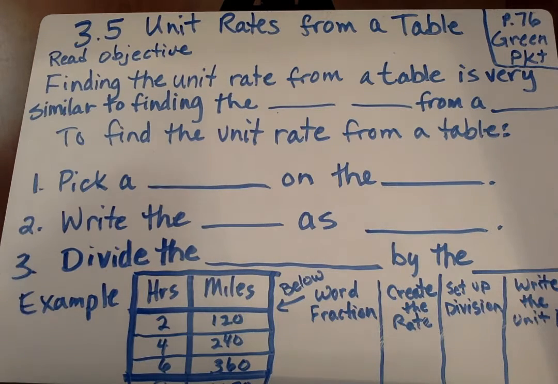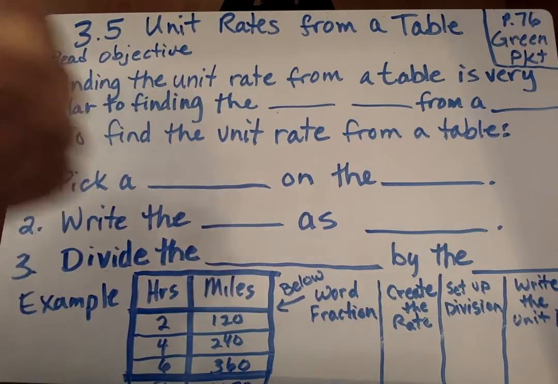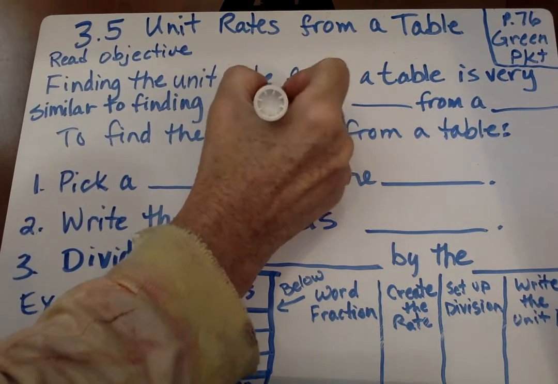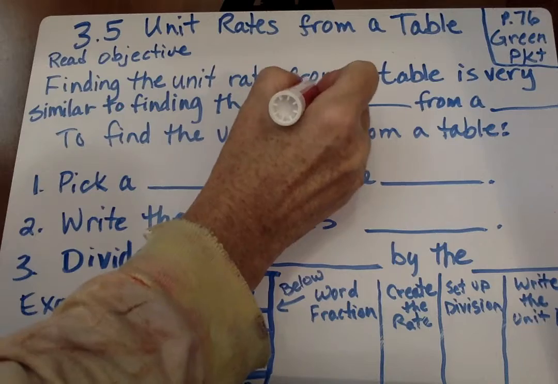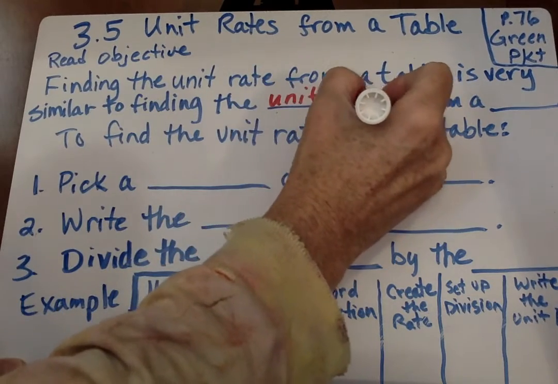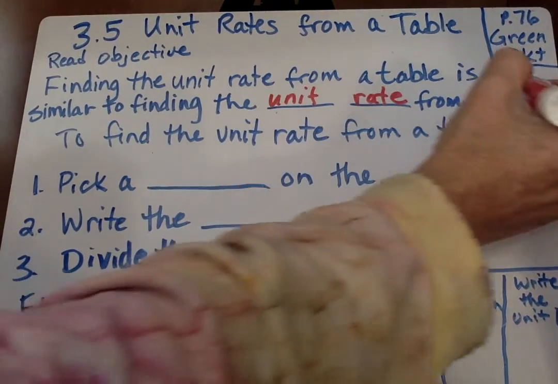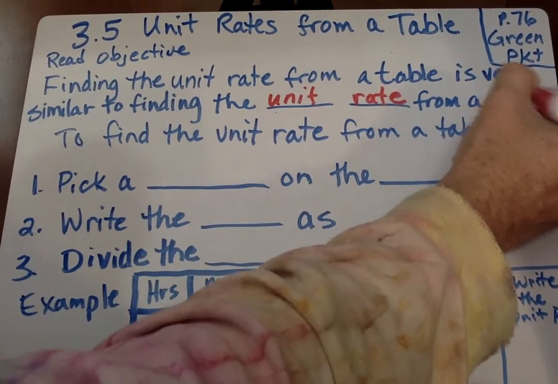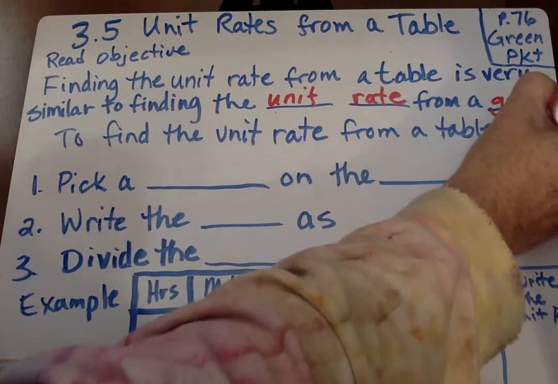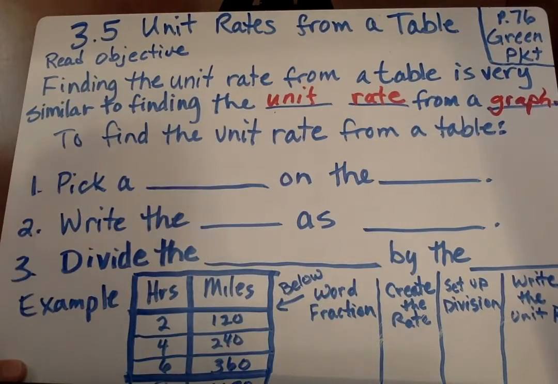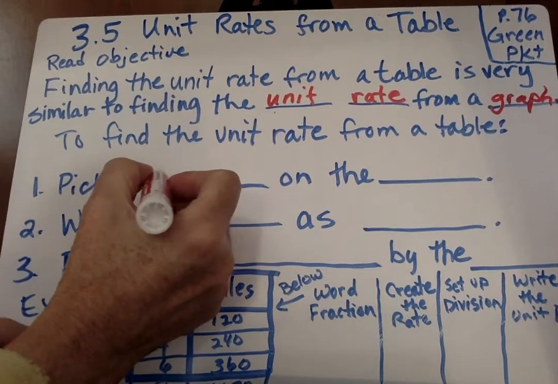Finding the unit rate from a table is very similar to finding the unit rate from a graph. Okay, make sure you're writing this in on your packet. Okay, and here's how you find the unit rate from a table. Pick a point on a table.